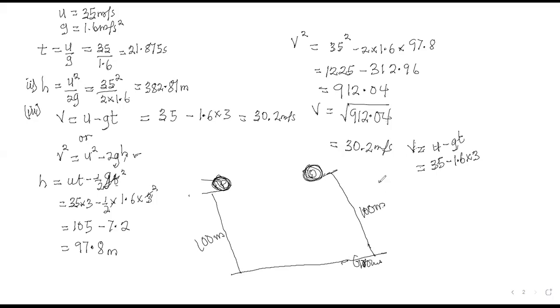Now, P is projected vertically upwards. So this particle P is actually thrown to go up, with a speed of 10 meters per second, while Q is projected vertically downwards. So Q is thrown to go down.